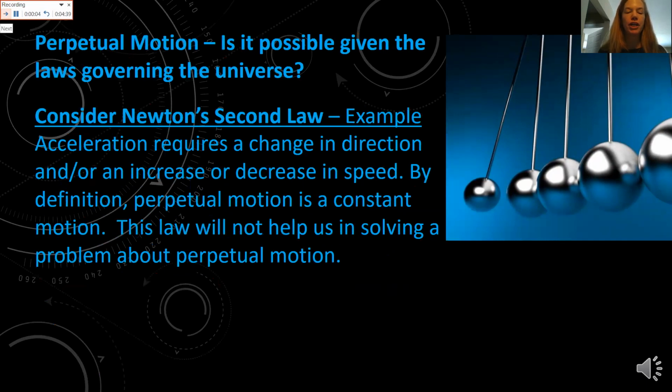Acceleration requires a change in direction and/or an increase or decrease in speed. By definition, perpetual motion is a motion that does not change. So this law will not help us in solving a problem about perpetual motion.